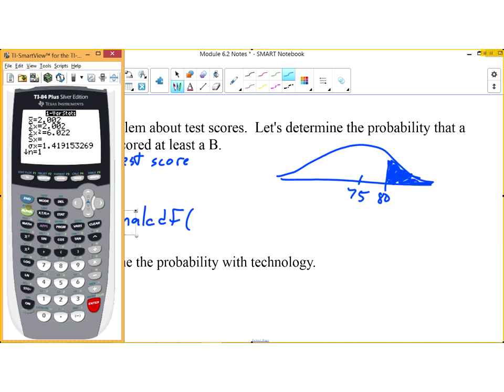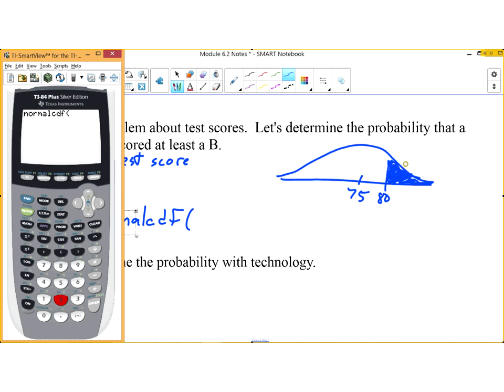This is also in the course videos. If you hit second and the vars key, which is right under the arrow, you get this menu. Above vars it says DISTR, so that's the distributions menu. I want the normal CDF right there, number 2. It stands for cumulative distribution function. And here are the entries it wants.